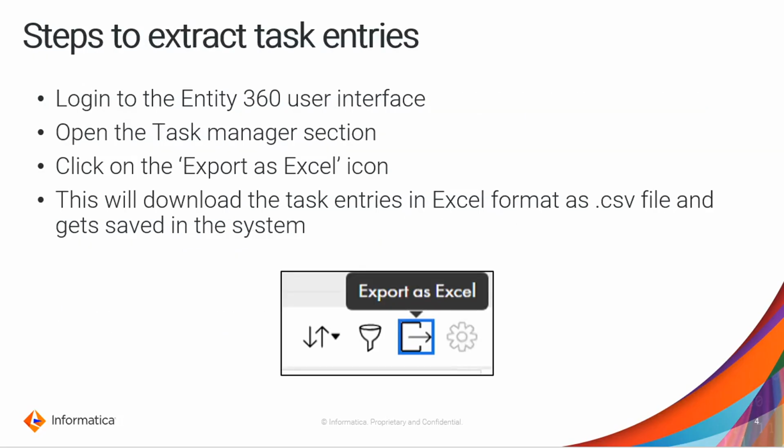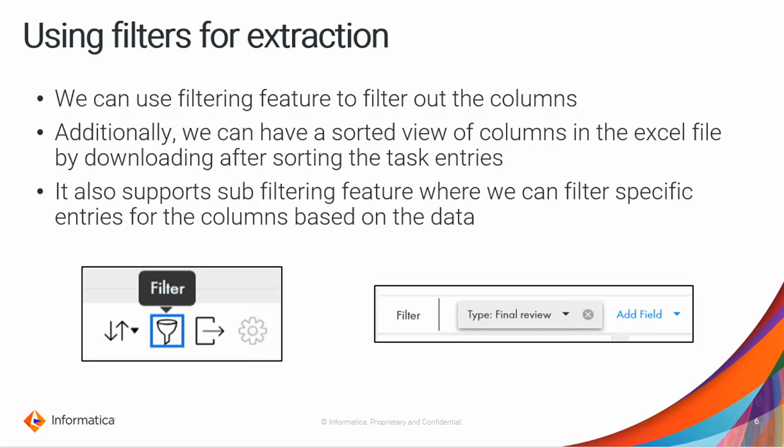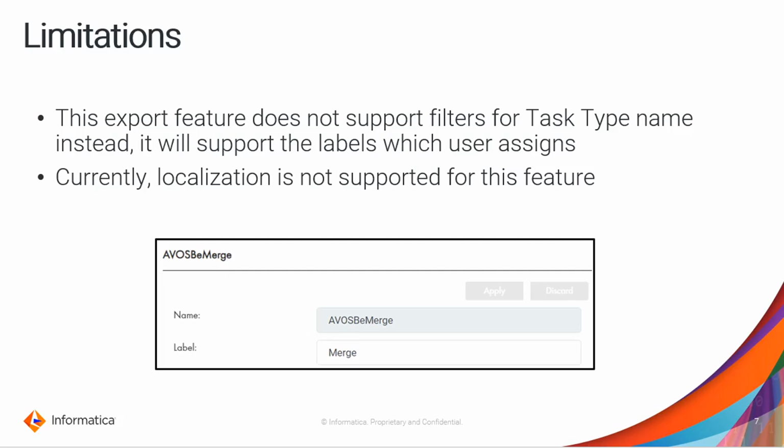Now, let's move on to the steps to extract task entries. Log in to the E360 interface and navigate to the Task Manager section. Upon clicking the Export as Excel icon, we can download the task entries in a CSV file. The file is named based on the section which we choose in the Task Manager. To enhance usability, this feature includes filtering capabilities. You can filter columns, sort them, even apply sub-filters to refine specific entries for columns based on the data.